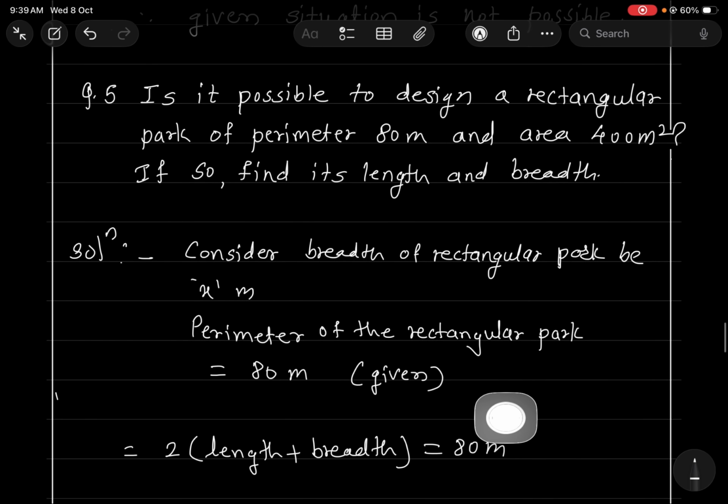Now again, the next question, question number 5. Is it possible to design a rectangular park of perimeter 80 meters and area 400 square meters?